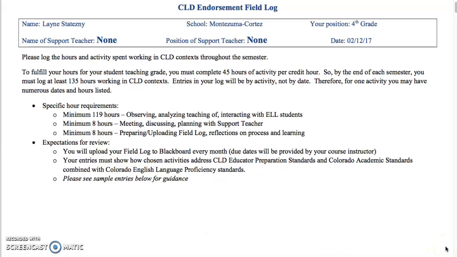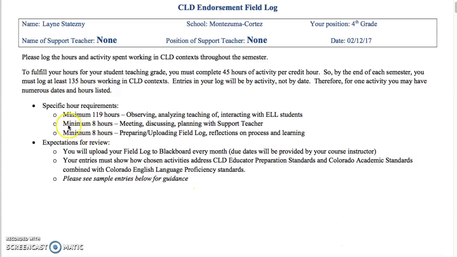This is the CLD endorsement field log that we completed for our student teaching hours. We were required to have a minimum of 119 hours, which showed us observing, analyzing our teaching, and interacting with our ELL students. We then completed this field log for the entire semester, which showed what type of activities we did to specifically work with our ELL students.